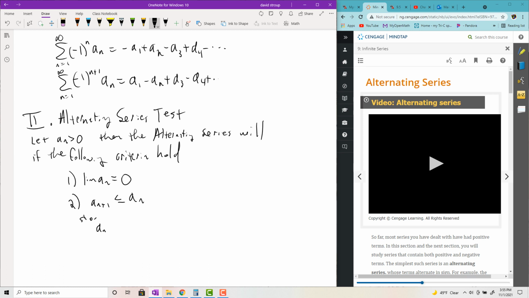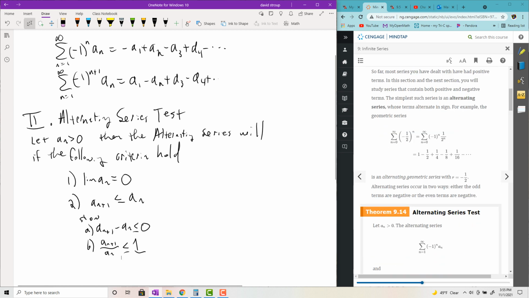show a sub n plus 1 minus a sub n is less than 0 for all n, or show, and the second case is usually what I do, show that a sub n plus 1 all over a sub n is less than or equal to 1. So in both cases less than or equal to, but usually you can show it's less than and it'll be strictly decreasing.